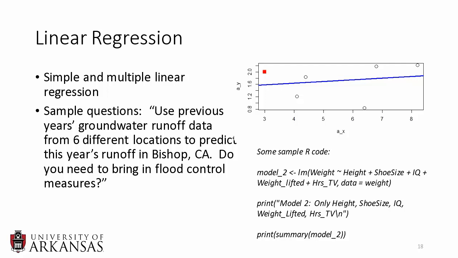Some sample questions here. We had EPA data, groundwater runoff data in Bishop, California, which is kind of outside of Los Angeles. We're using previous year's groundwater runoff data from 6 different locations to predict this year's runoff in Bishop, California. The question is, do you need to bring in some flood control measures?